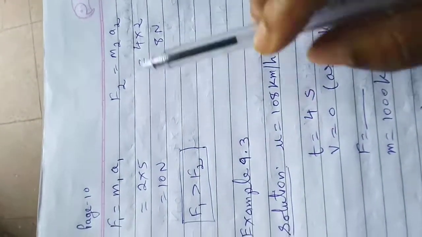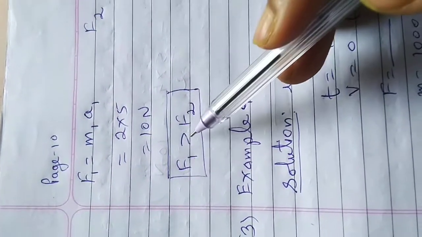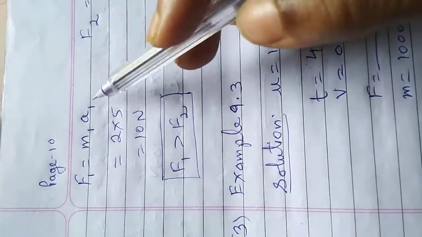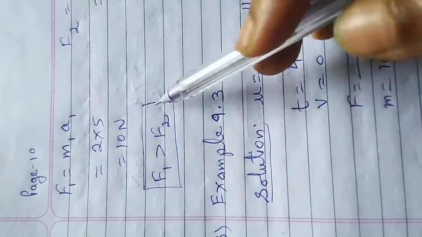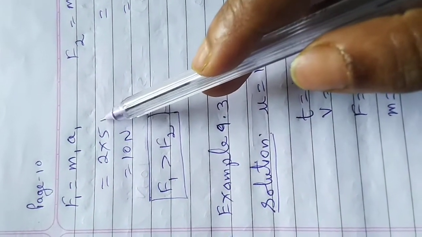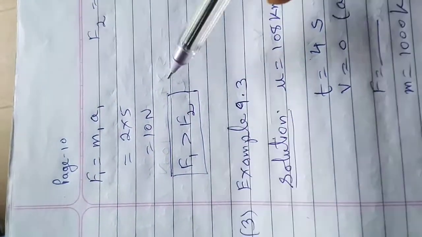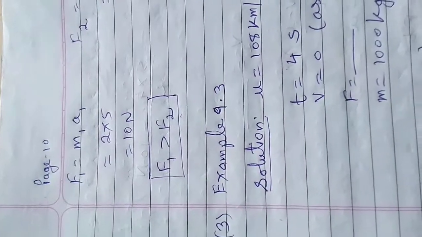So F1 is 10 Newton and F2 is 8 Newton. Which one is the greater force? F1 is greater than F2. They had asked which would require a greater force. The first situation, F1, will require greater force to accelerate it to 5 meter per second square. That means to increase its velocity by 5 meter per second. That is, 5 meter per second velocity will increase, and this is the answer.